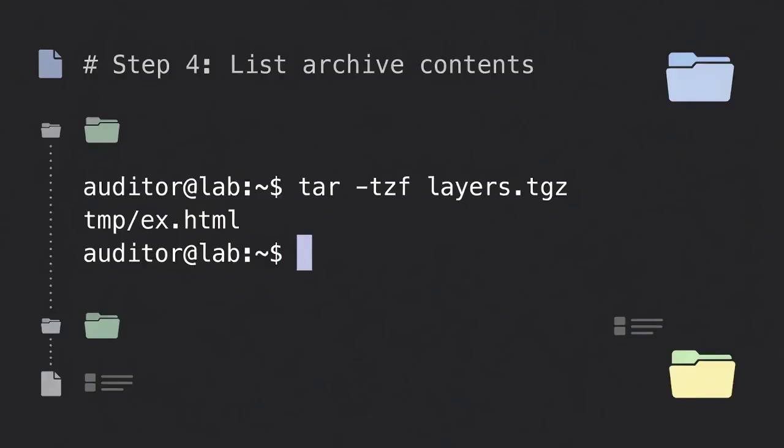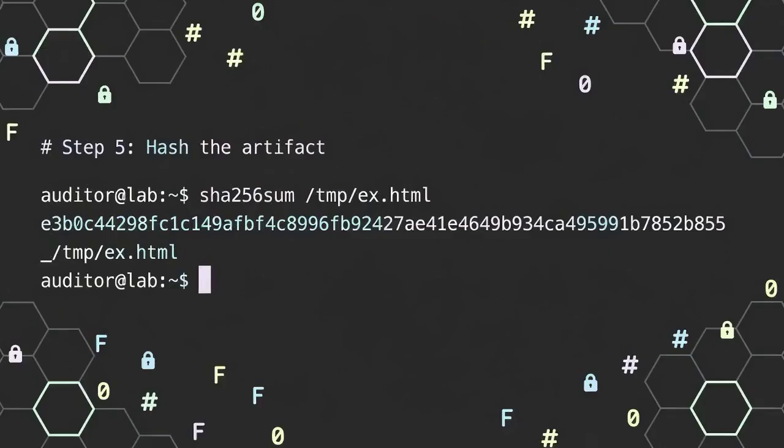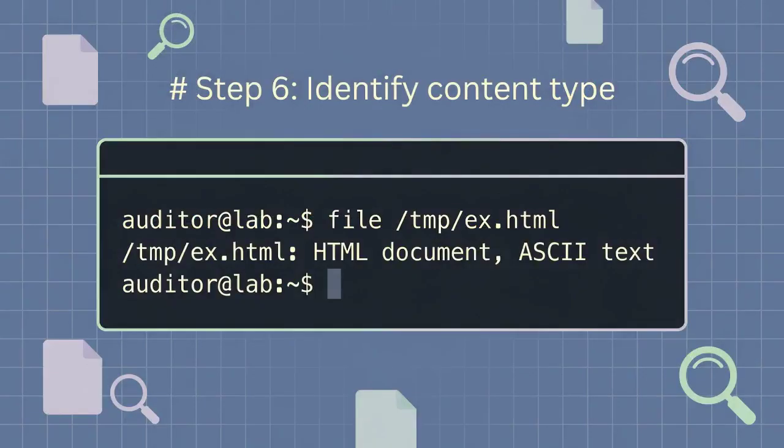Hashing the payload produces a unique fingerprint. Any later change to the file, intentional or accidental, will produce a completely different SHA-256 digest, which is why signed container layers always carry one. Finally, the file command inspects the bytes themselves and reports the content type. This catches the classic deception where a renamed or mislabeled file claims to be one thing, but is actually another, closing out the audit with full confidence in what we have.